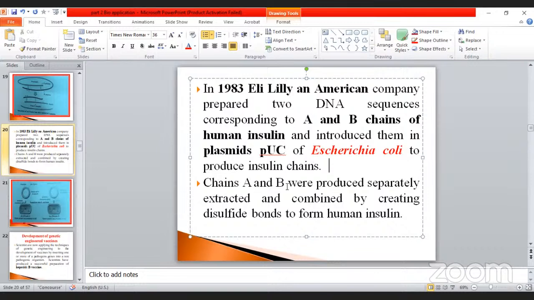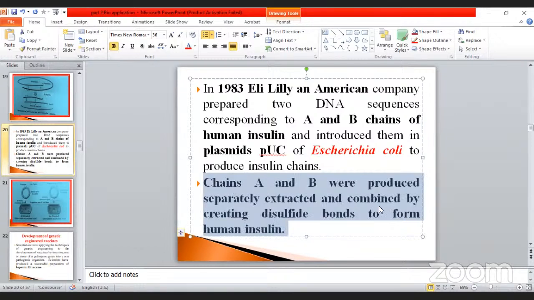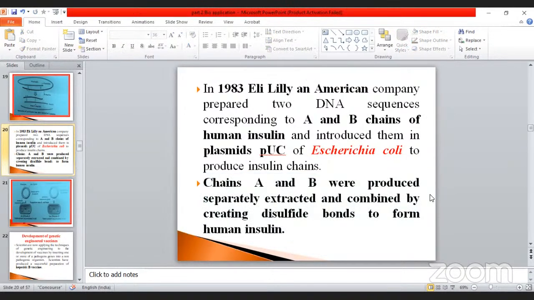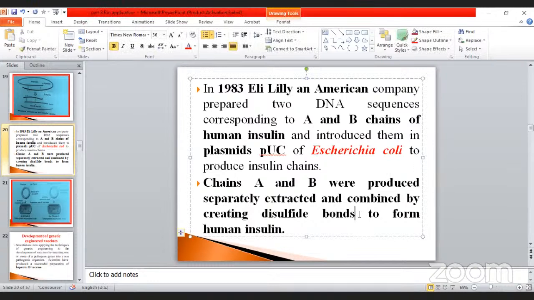The chains A and B were produced separately, extracted and combined by creating a disulfide bond to form human insulin. What does that mean? These 2 chains are produced in different companies, different areas. After that, they are united with the help of the disulfide bond. Don't forget the disulfide bond, the SH bond. Disulfide means two molecules of SH linked. As a result, human insulin formation takes place. These are all done in the laboratory.